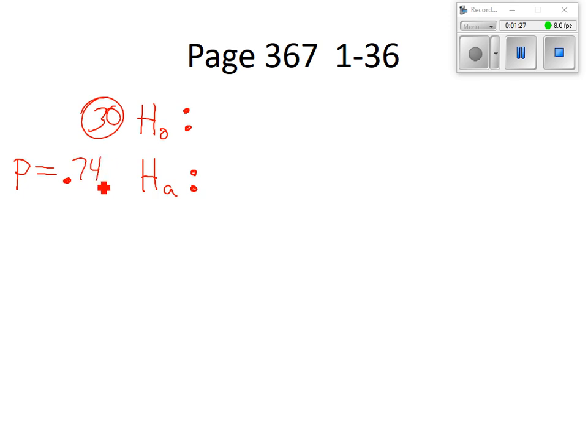So P equals 0.74. Is that our null or our alternative? It's the null. What else do we need to write with that? It's also the claim. That's the claim. Write that down. And then what do I put down here? P is not equal to 0.74.